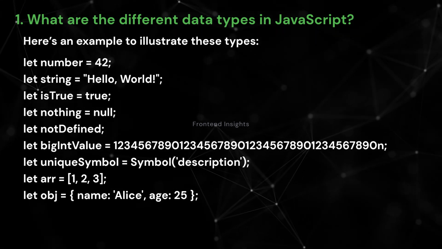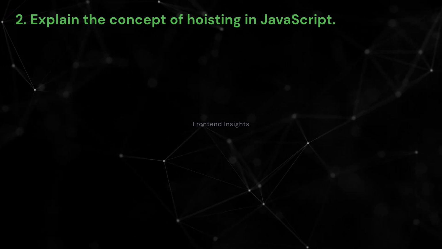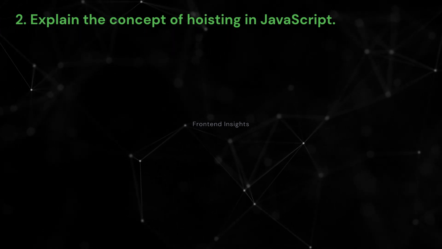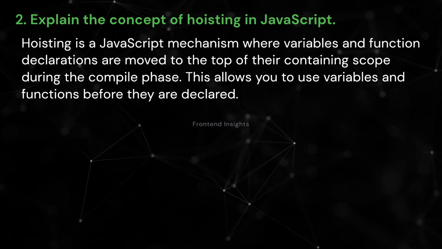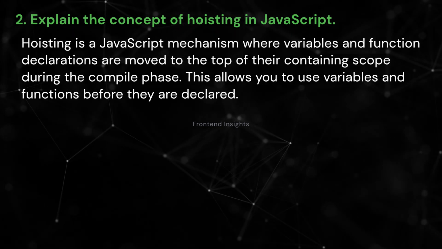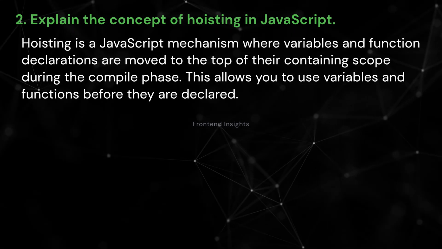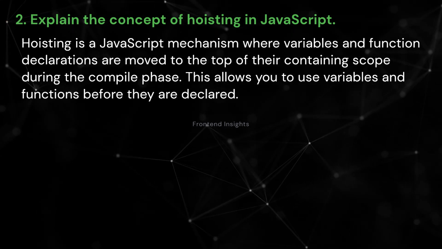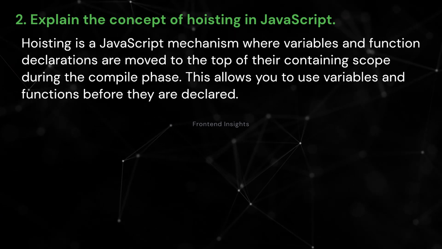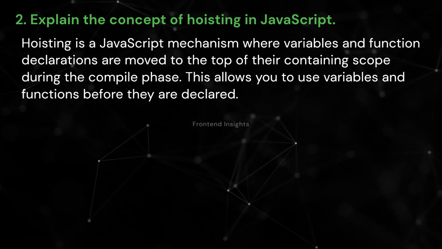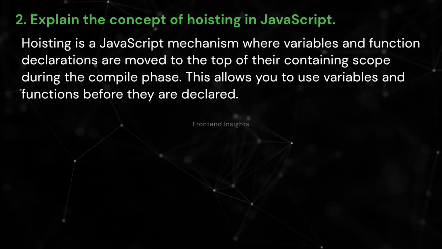Okay, so now move to the second question. Explain the concept of hoisting in JavaScript. Hoisting is a JavaScript mechanism where variable and function declarations are moved to the top of their containing scope during the compile time. So this allows you to use variables and functions before they are declared.